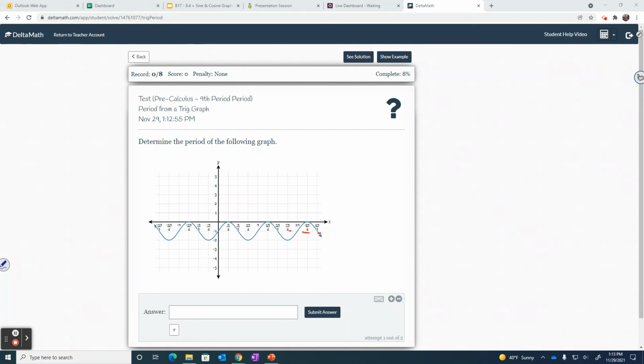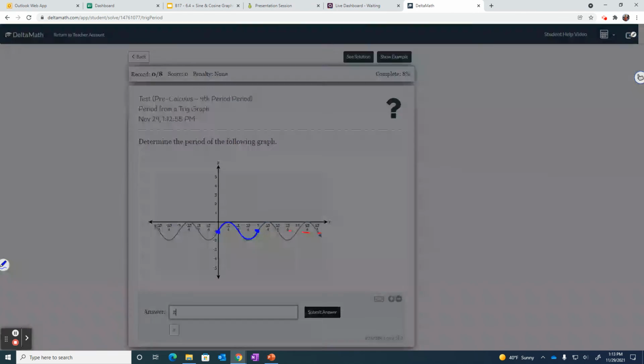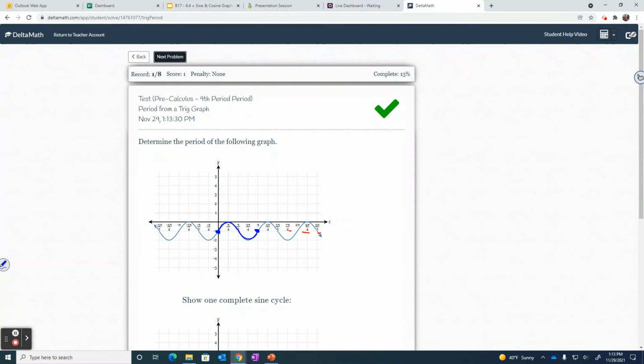For the period, you need to figure out basically how long one cycle is. So I always start where it crosses the y-axis here. And this is a sine function. It goes up, down, and then where it reaches the same spot again, that's one cycle. So the period would be 1 pi, because that's how far we went in the x direction, 1 pi. So let's do one more of those.